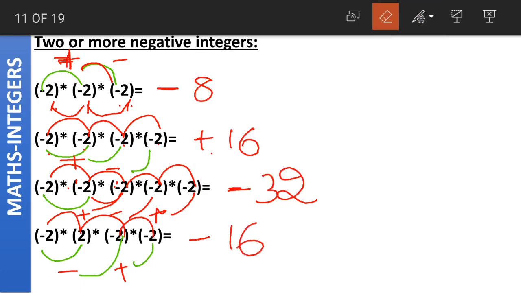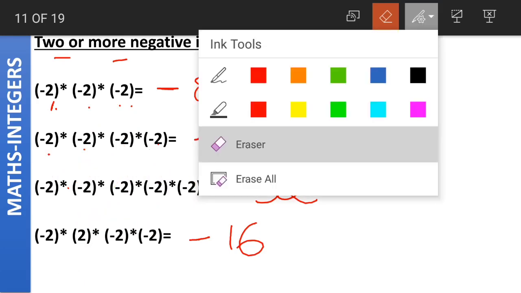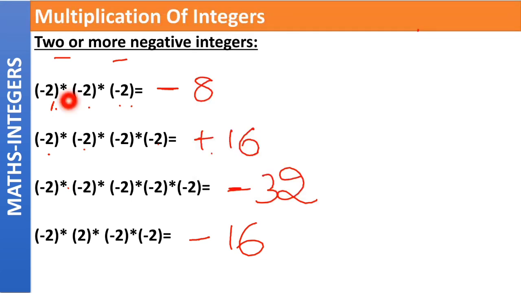Is this clear? How did we do this? First we found out the sign of the result and then we multiplied the absolute values. But if you observe a pattern here, what I want you to do is observe the pattern.